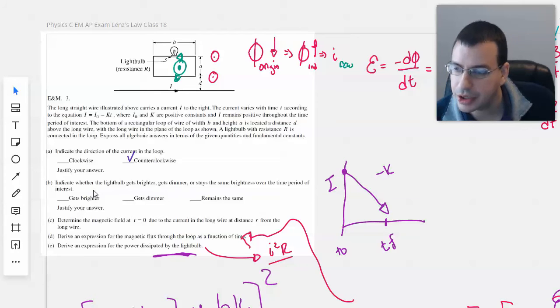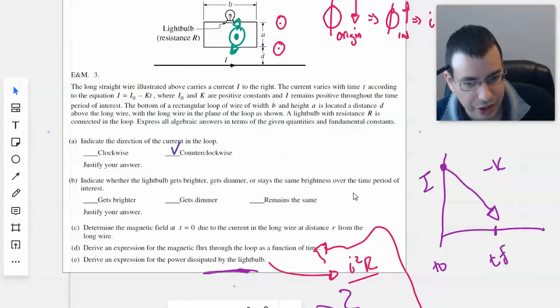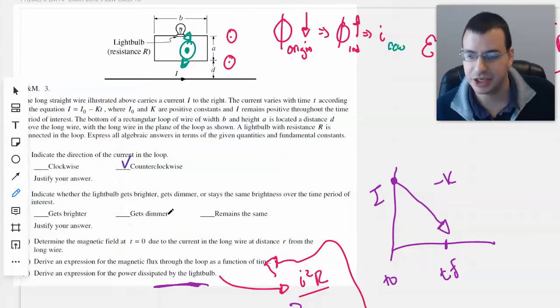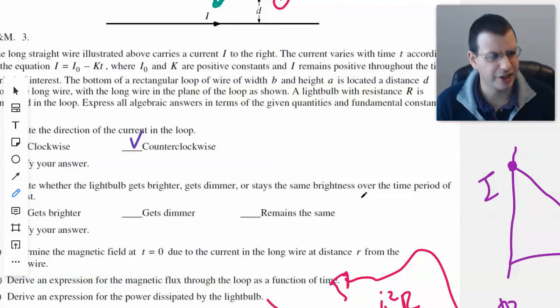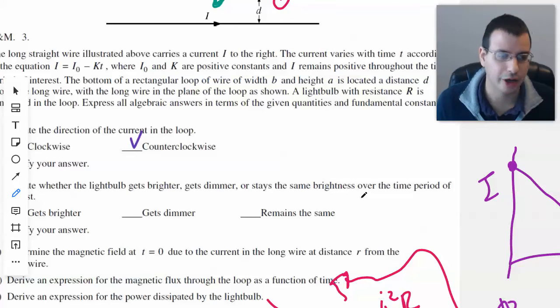And then the next part: indicate whether the bulb gets brighter, dimmer, or stays the same brightness over the period of time. Okay, so for this, the brightness is going to have to do with power dissipation, which you already kind of found at the end. Probably should have gone through this in order. Oh well, lessons learned.